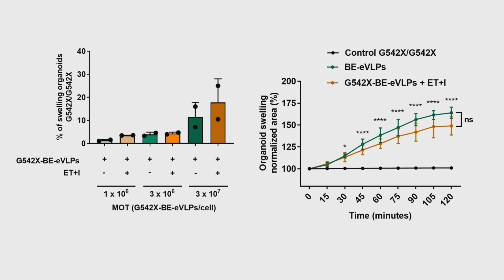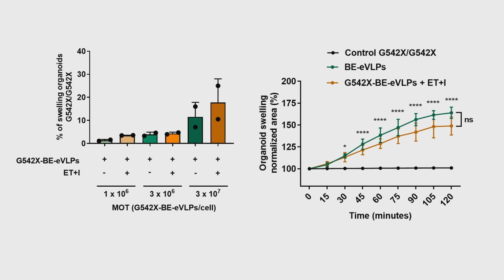Then we also looked at the extent of the swelling, so how much the area is increasing over time. So you see in black is the control G542X organoids. There is no swelling over time. And then you see in green, again, the edited organoids. In orange, edited organoids plus ETI. Once again, no difference between the two.